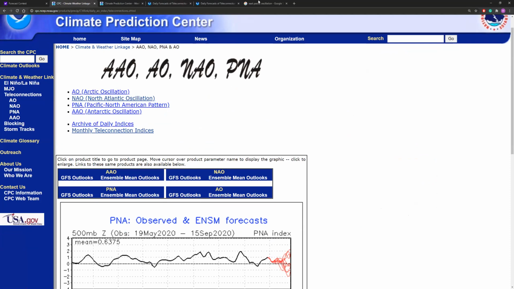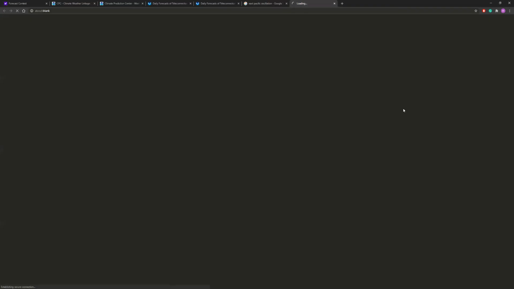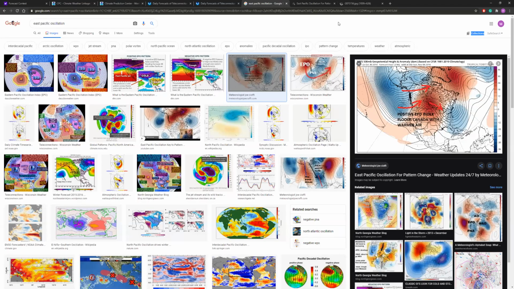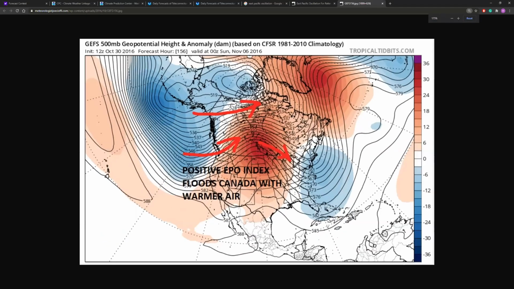I have a map here. This one. So I'm expecting something like this, not as pronounced, obviously, because this map was made later in October. But it has the positive EPO, the negative PNA, I think. It shows what I'm thinking the pattern will look like, though the ridge is a little too strong and the drop is a little too strong as well.